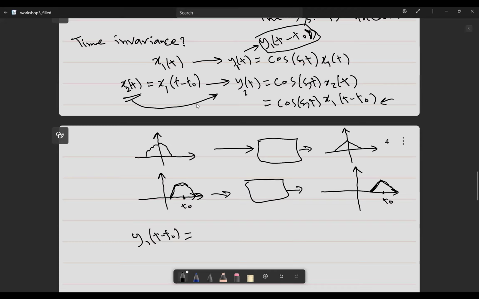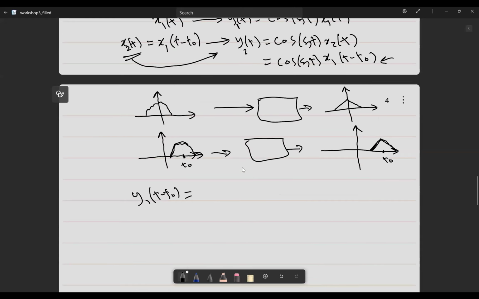But here I'm shifting the output itself, right? Here, after we got the output, we are shifting it. So we are replacing every t in this y1(t) by t minus t naught, not only x1, because we are shifting the whole output. Okay. All right. Thank you. Yeah, no worries.